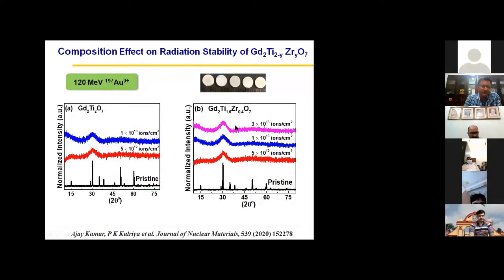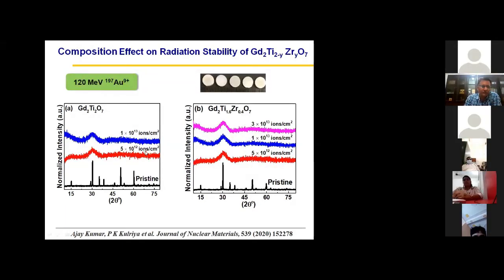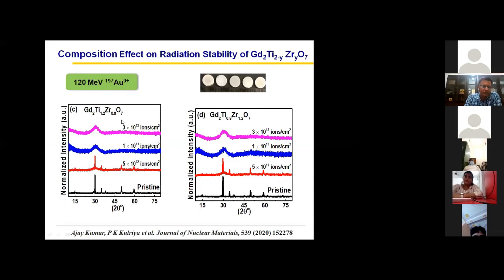There you can see that if I add a small amount of zirconium, the time required for amorphization is the same in both cases, 5 times 10 to the power 12 only. But then I add more zirconium, increasing from 0.04 to 0.08 and 1.2. There you can see that at this fluence of 5 times 10 to the power 12 ions per square centimeter, it retains its crystallinity, and we need to increase the ion fluence 2 times to make it amorphize. Okay, that is up to zirconium 1.2.